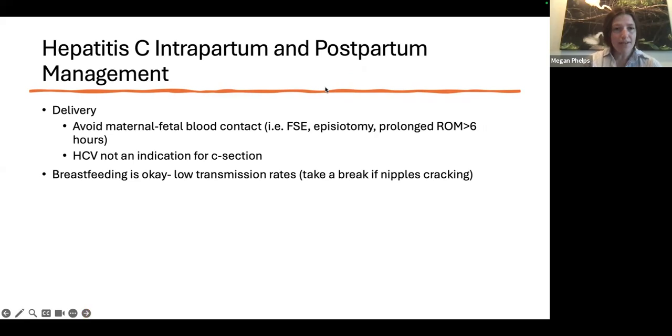For intrapartum and postpartum care, hepatitis C alone is not an indication for C-section, so you would just have the usual obstetric indications. The other thing to keep in mind is avoiding any mixing of maternal and fetal blood. So avoid rupture of membranes longer than 6 hours, avoid internal monitors, specifically a fetal scalp electrode, and even an episiotomy is listed as something to try to avoid. Breastfeeding is thought to be okay, not recommended against, because overall there are low transmission rates. But if the mom has cracked, bleeding nipples, then they should hold off breastfeeding at that time.